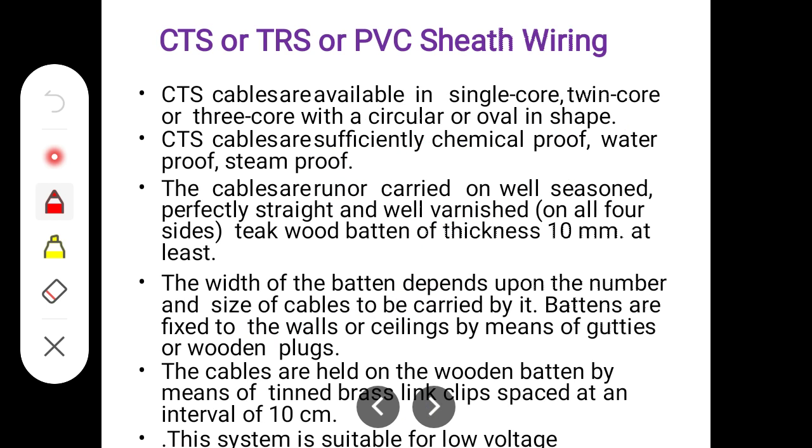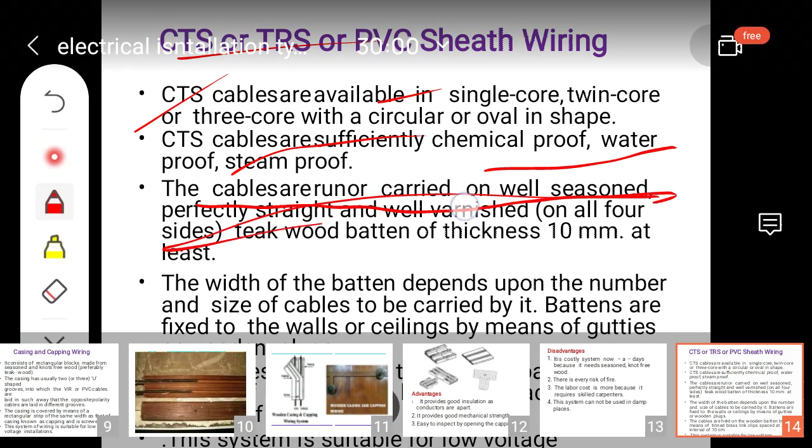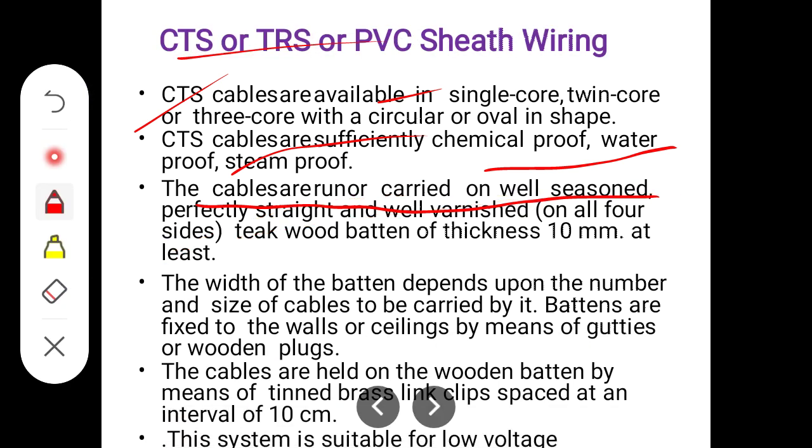So next is CTS or TRS. CTS means cable tyre sheathed cables, which are available in single core, twin core, or three cores, in circular or rectangular shape. So CTS cables are sufficiently chemical proof, waterproof and steam proof. These cables are carried out on well-seasoned wood, perfectly straight and together.